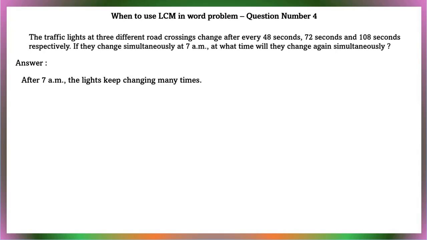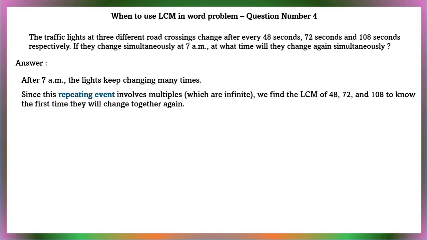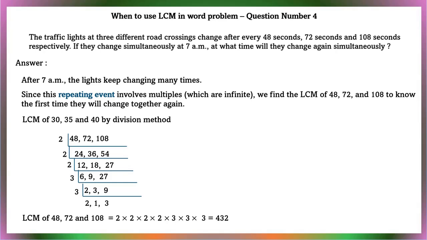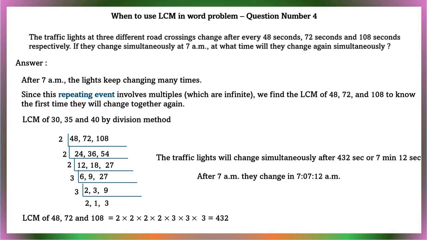After 7 a.m., the lights keep changing many times. Since this repeating event involves multiples, we find the LCM of 48, 72 and 108 to know the first time they will change together again. The LCM using the division method will be 432. The traffic lights will change simultaneously after 432 seconds, or 7 minutes 12 seconds. That means after 7 a.m., they will change together at 7:07:12 a.m.